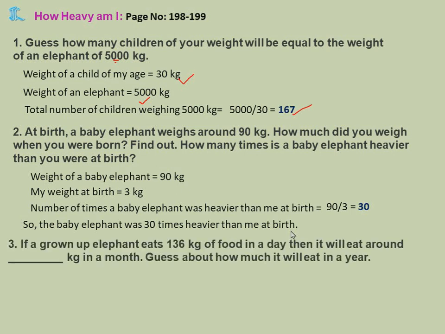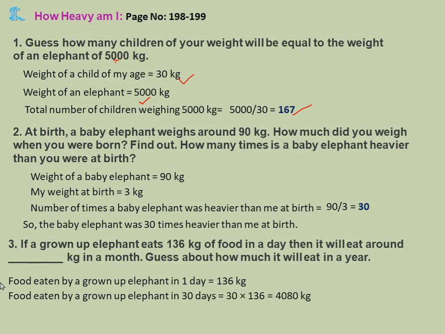If a grown-up elephant eats 136 kg of food in a day, how much food is eaten by the elephant in one day? 136 kg. Then it will eat around dash kg in a month. Here you got division. Now what will come? Multiplication. See, because in one day it is eating 136 kg. Now they are asking in 1 month. 1 month means how many days? 30 days. So 30 into 136, that is 4080 kg.